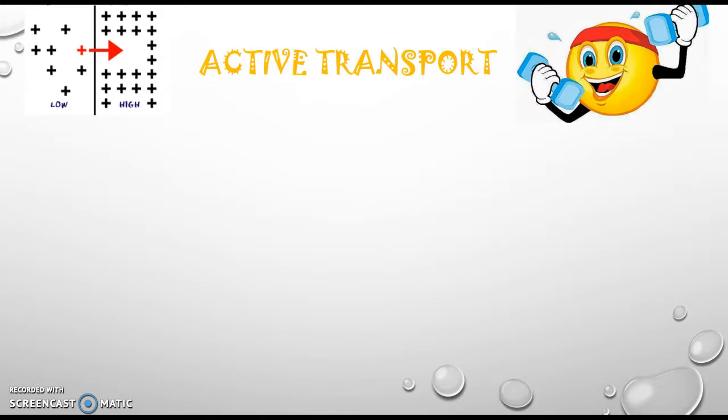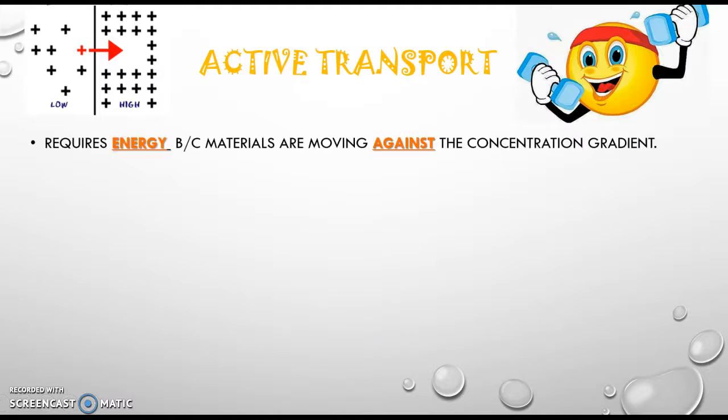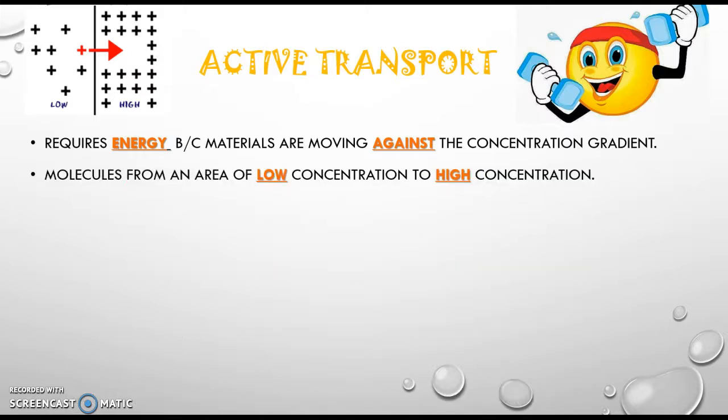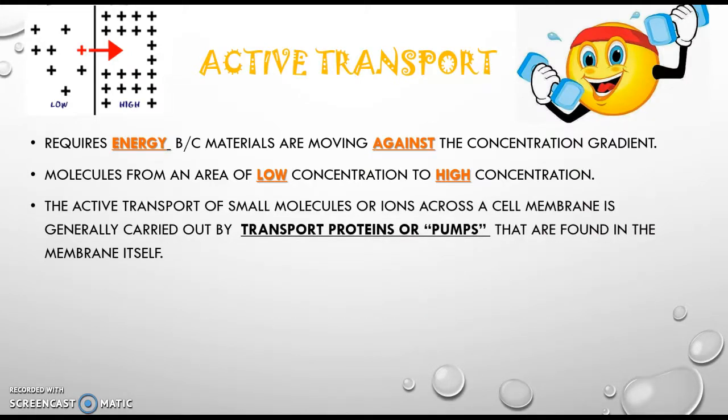Active transport is going to go from an area of low concentration to an area of high concentration. It's going to move against the concentration gradient, and it's going to require the cell to expend energy in the form of ATP. Active transport is going to move small molecules or ions across the membrane and is generally carried out by transport proteins or pumps that are found in the membrane itself.